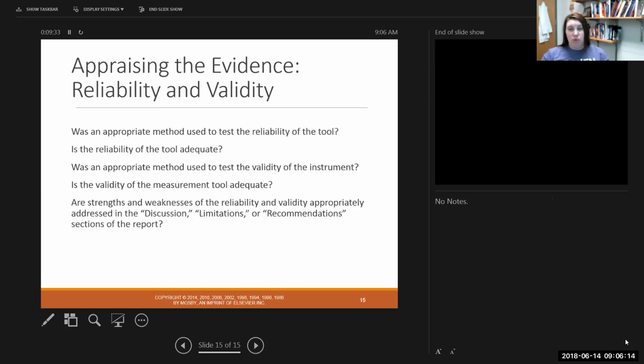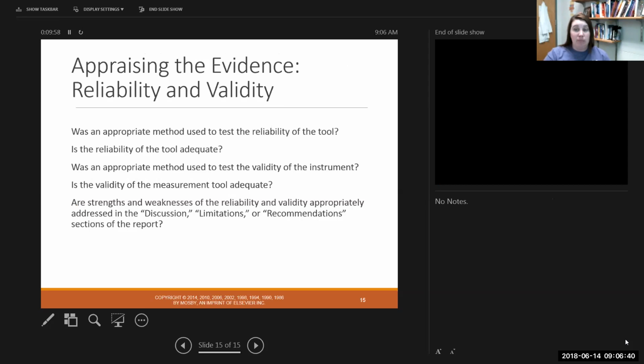So when you go to appraise the evidence of reliability and validity, you want to be asking yourself a couple of questions. What was the appropriate method that they used to test their reliability tools? Is the reliability of the tool adequate? Was an appropriate method used to test the validity of the instrument? Was the validity of the measuring tool adequate?